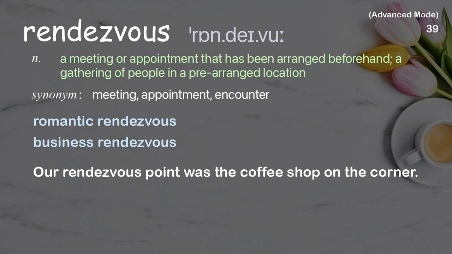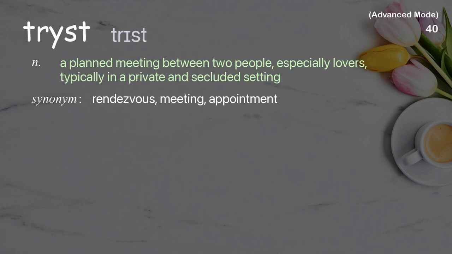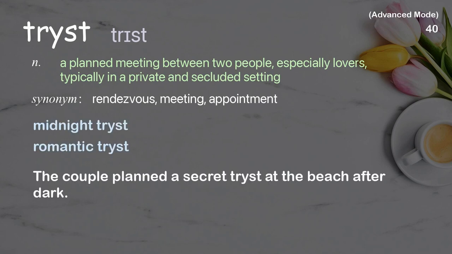Tryst. A planned meeting between two people, especially lovers, typically in a private and secluded setting. Examples: midnight tryst, romantic tryst. The couple planned a secret tryst at the beach after dark.